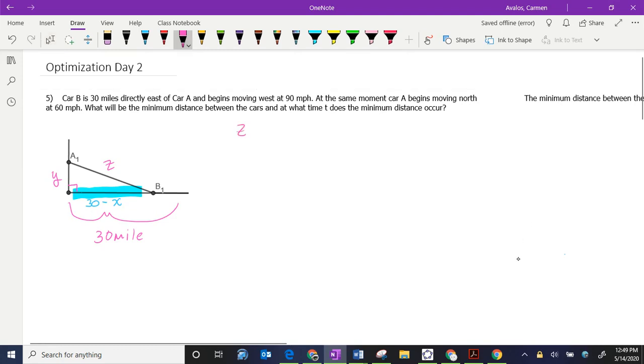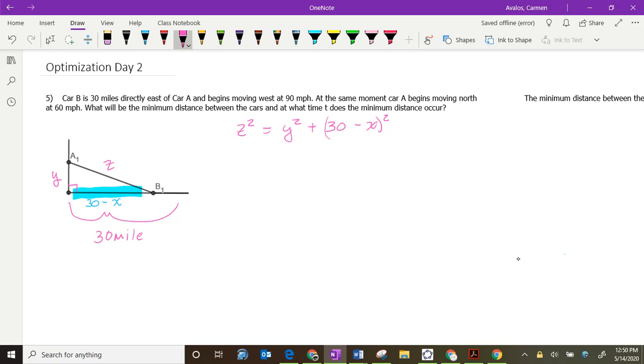Okay, so we start with the Pythagorean theorem. z squared is equal to y squared plus 30 minus x quantity squared. That's what we have there. We don't want to do implicit differentiation; we want to use as few variables as possible. We also have time t, and none of these have time t in them, but we do have some information given.